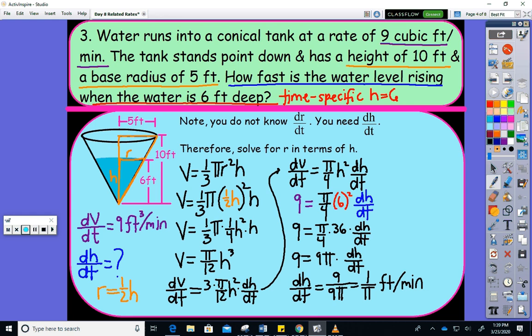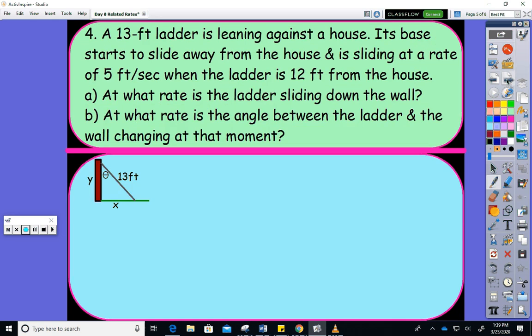All right, so let's go to the next problem and see how we do. A 13-foot ladder is leaning against a house. Now, I want to mention something about this. The 13-foot ladder is a measurement that will not change over time. Even as time passes, the ladder is going to stay 13 feet. Because that measurement is not time specific, you may plug that quantity into the equation before doing the derivative.